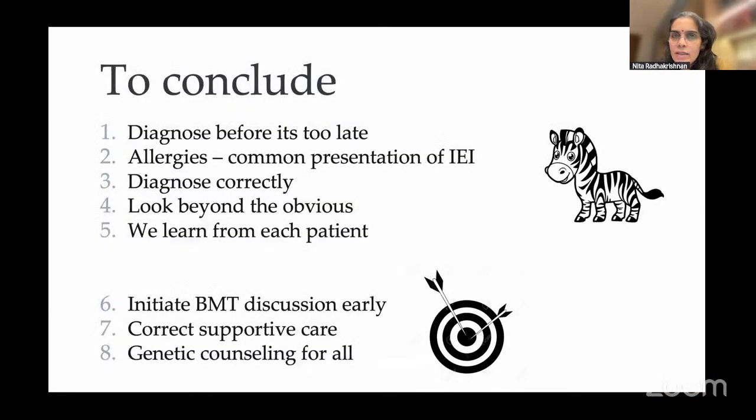Just concluding: diagnosis should be done before it's too late. Many times when we pick it up after bronchiectasis sets in, it becomes very difficult to treat even with IgG replacement, or in patients who have had a couple of really bad episodes of meningitis, their sequelae are quite bad. So diagnose early. Allergies are a very common presentation of IEI, so try and diagnose.